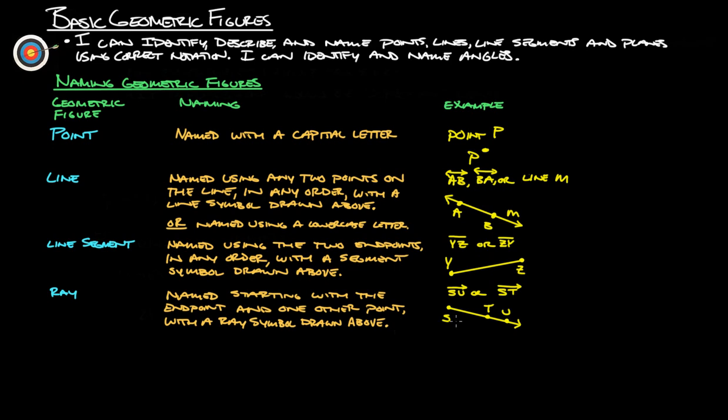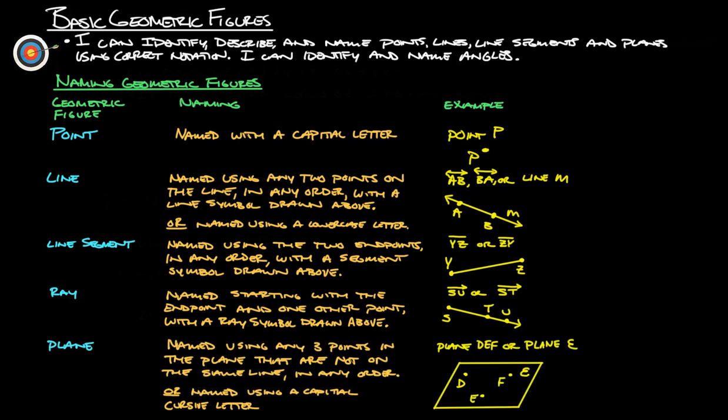On a ray, you name it starting with the endpoint and use one other point with a ray symbol drawn above. So for example, we have S, T, and U here. It starts here at the S and it goes on forever and ever this direction. So on a ray, you want the first letter to be your endpoint or your starting point, and then we could name it SU or ST with the ray sign above it.